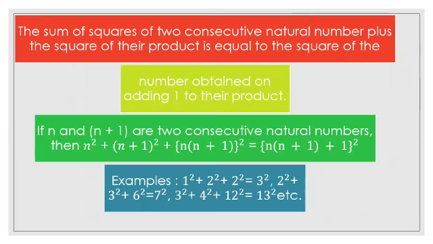The sum of squares of two consecutive natural numbers plus the square of their product is equal to the square of the number obtained on adding 1 to their product. Example, if n and n plus 1 are two consecutive natural numbers, then n squared plus (n plus 1) squared plus (n into (n plus 1)) squared equals (n into (n plus 1) plus 1) squared. Example, 1 squared plus 2 squared plus 2 squared equals 3 squared, 2 squared plus 3 squared plus 6 squared equals 7 squared, 3 squared plus 4 squared plus 12 squared equals 13 squared.